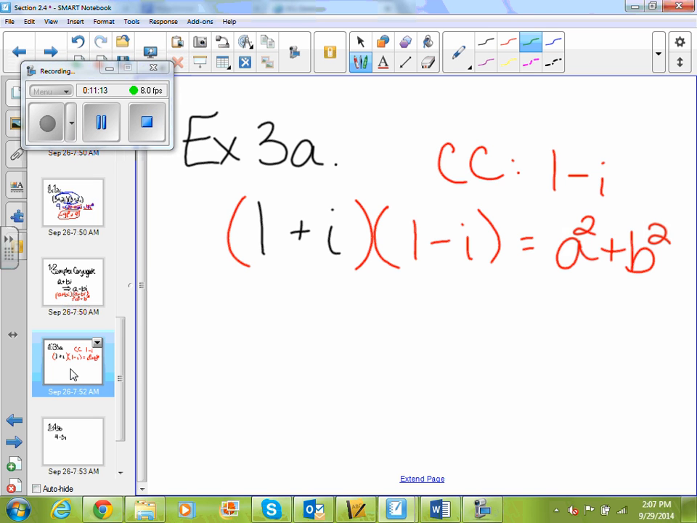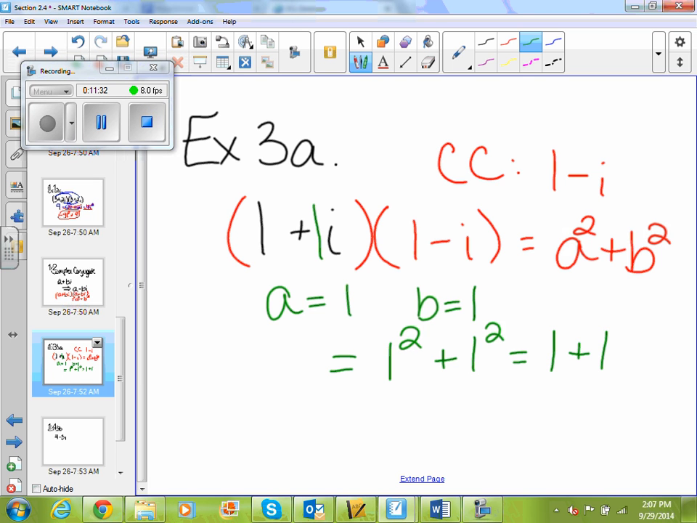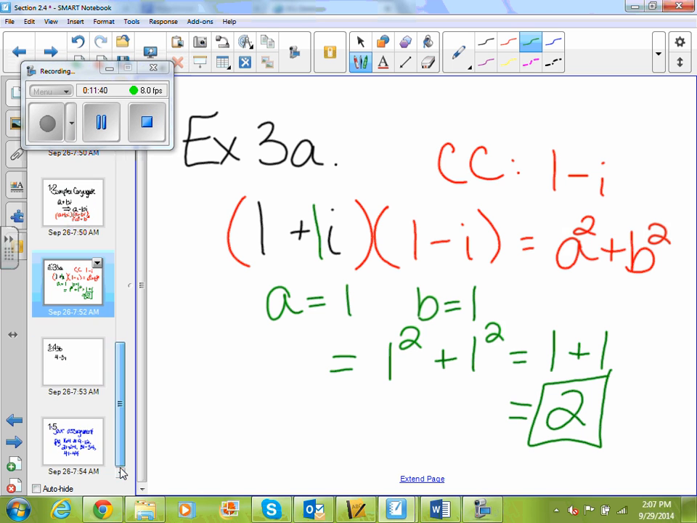Okay, so I can figure out based on this that my a is 1. And then since this is like a 1i, my b is also 1. So if I plug that in, then I get 1 squared plus 1 squared, which ends up being 1 plus 1, which ends up equaling 2. So when I multiply by my complex conjugate, I end up getting 2.